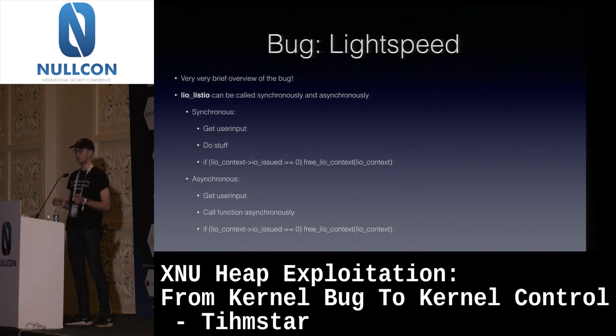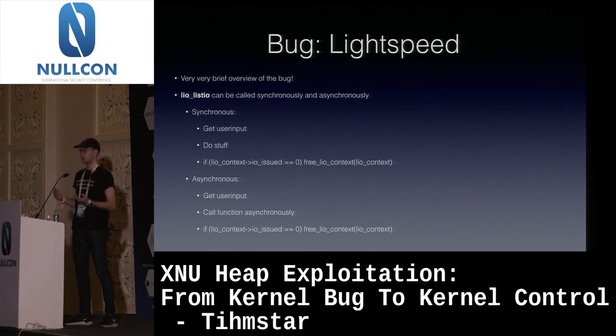There's a function called lio_listio. And this function can be called in two modes, synchronously and asynchronously. For the synchronous way, it gets user input, does stuff, and at the end checks one condition: if io_context io_issued is zero, free the io_context, freeing the object. For the asynchronous path, it's similar: get user input, do something asynchronously, but then check the condition, and if io_issued is zero, free the thing.